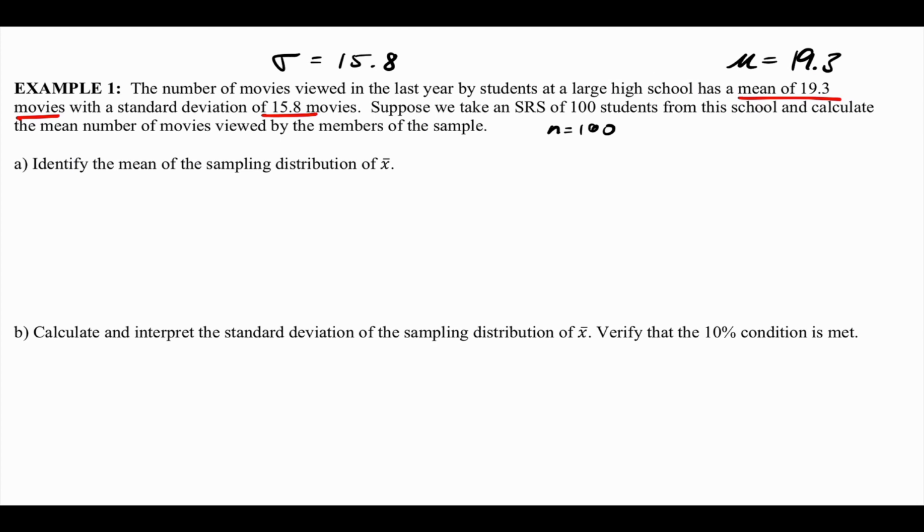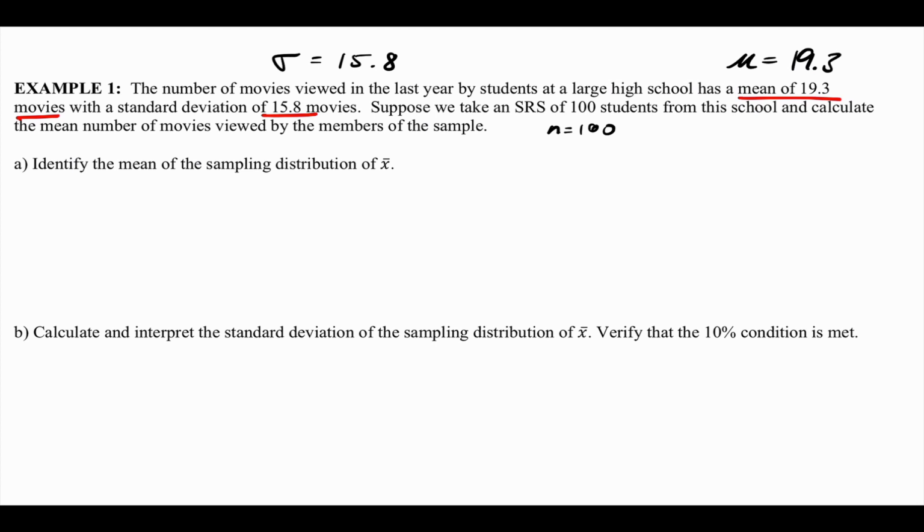Identify the mean of the sampling distribution of X bars. So they take sample sizes of 100. Somehow they take a sample of 100. Large school, so thousands of students. They take samples of 100, ask each one of those 100 people how many movies did you see last year, write down all 100 answers, find the average of that, and graph it. Put a little X bar in.